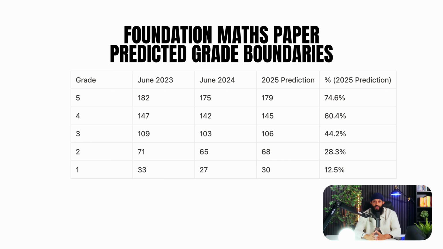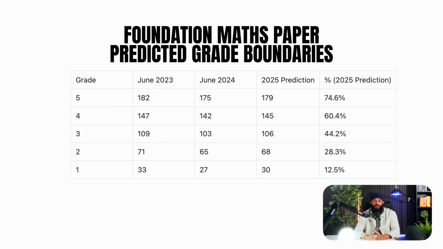Feel free to pause the video here so you can have a look. So with the foundation paper, you can see is actually a much higher percentage required to get a grade 4. Now as we can see on the table, you need roughly 60% to get a pass mark. Now, as you can see on the table, as it's around 60%, it works out to be roughly 145 marks across all 3 papers to get a grade 4.